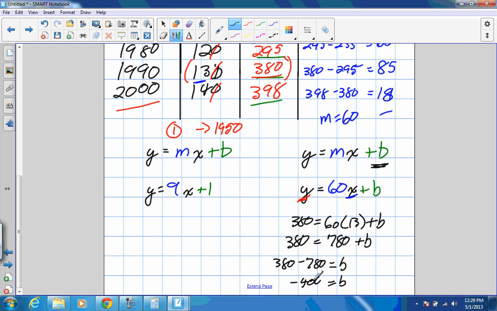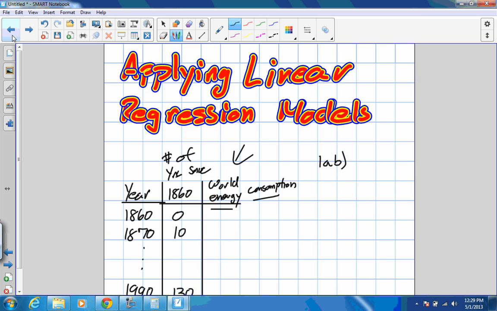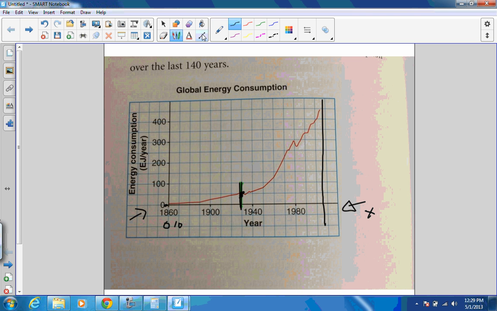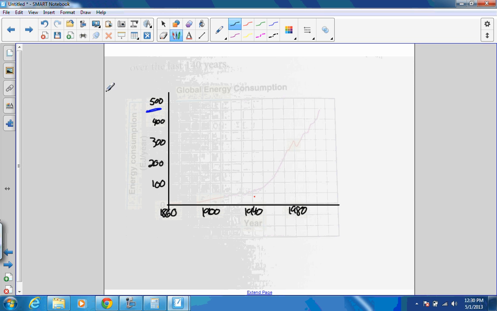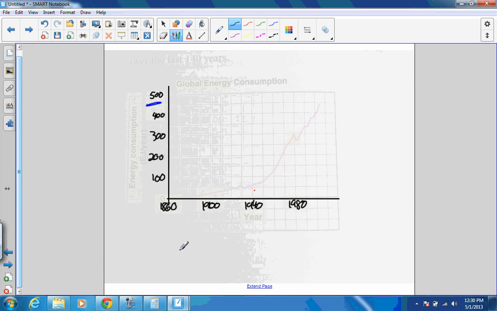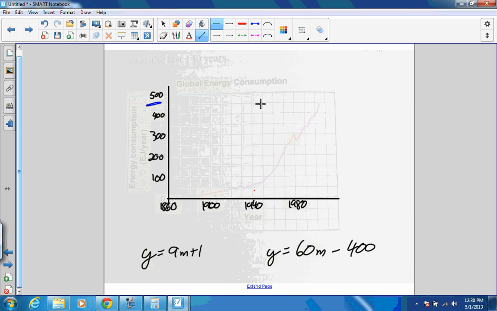Now, assuming this has some type of slope like this, negative 400 probably isn't a bad estimate of where the beginning point would be if we're splitting this into two linear models. Okay, so we're going to go with that negative 400, and we're going to try to apply them both to this transparent graph. The first model we had was y equals 9x plus 1, and the second one was y equals 60x minus 400. Remember, the model was split at the year 1950.